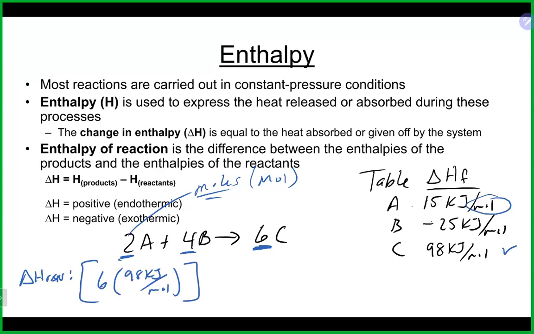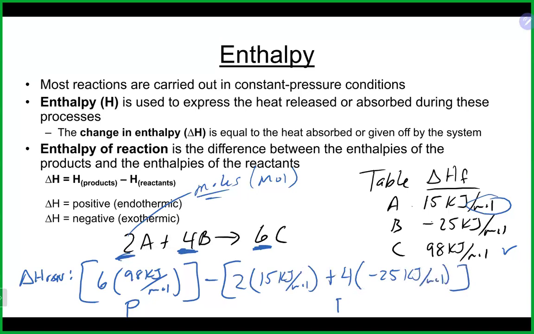If I had more products, then I would do the same thing for the other product, and I would add them together. So if there's more than one product, you just do the same type of calculation and add up all your values for your product side. So this takes care of our product side. I'm now going to do the same thing for my reactant side. I have a 2 for my A, so I'll go to my made up number there of 15 kilojoules per mole. Now I'm going to add it to my other reactant, which is 4 times the value there of B.